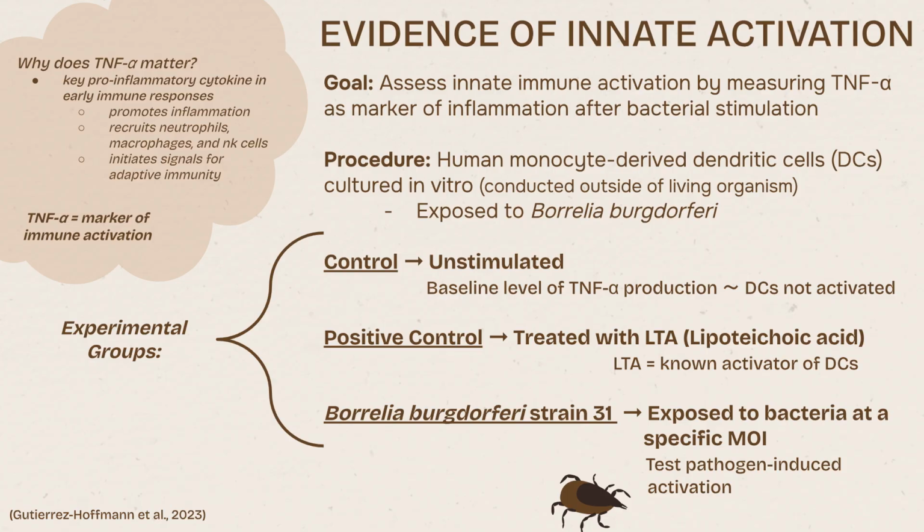Next is the positive control, which was treated with LTA, a known activator of dendritic cells. Then we have Borrelia burgdorferi, strain 31. These cells were exposed to bacteria at a specific MOI, or multiplicity of infection, which is the ratio of bacteria to cells. Based on this setup, we expect to see increased TNF alpha if the bacteria are activating the dendritic cells.